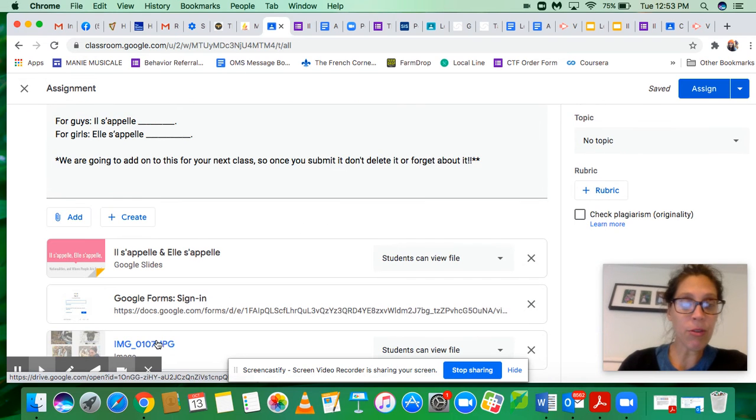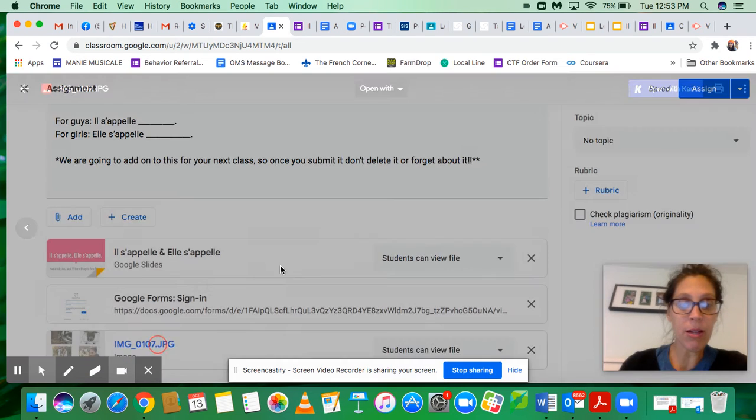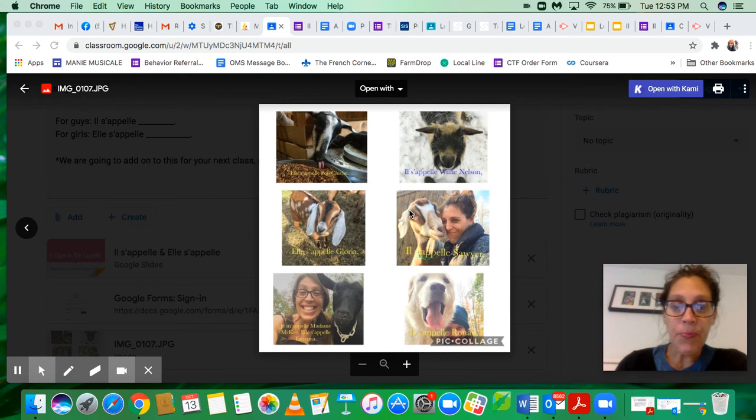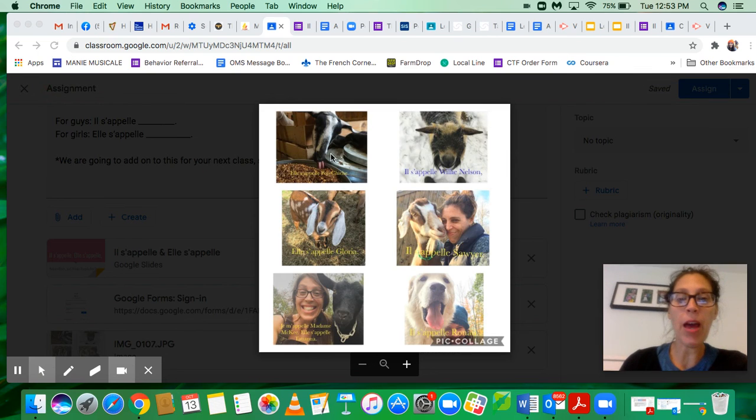I think I can show you mine here. Will this open? Yes. I don't think it lets me make it bigger on here. But I have my girls on the left-hand side, the boys on the right-hand side. It says Elle s'appelle Pois Chiche, Elle s'appelle Gloria. I put Je m'appelle Madame McKee, Elle s'appelle Tatiana. Il s'appelle Willie Nelson, Il s'appelle Sawyer, Il s'appelle Ronan.